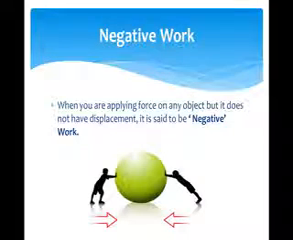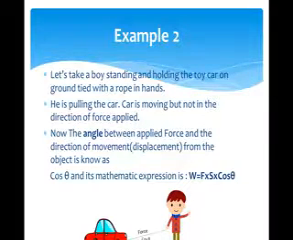Example 2. Let's take a boy standing and holding a toy car on the ground, tied with a rope in his hands. He is pulling the car. The car is moving but not in the direction of the force applied. Now, the angle between the applied force and the direction of movement, the displacement of the object, is known as theta, and its mathematical expression is W equals Fs cos theta.